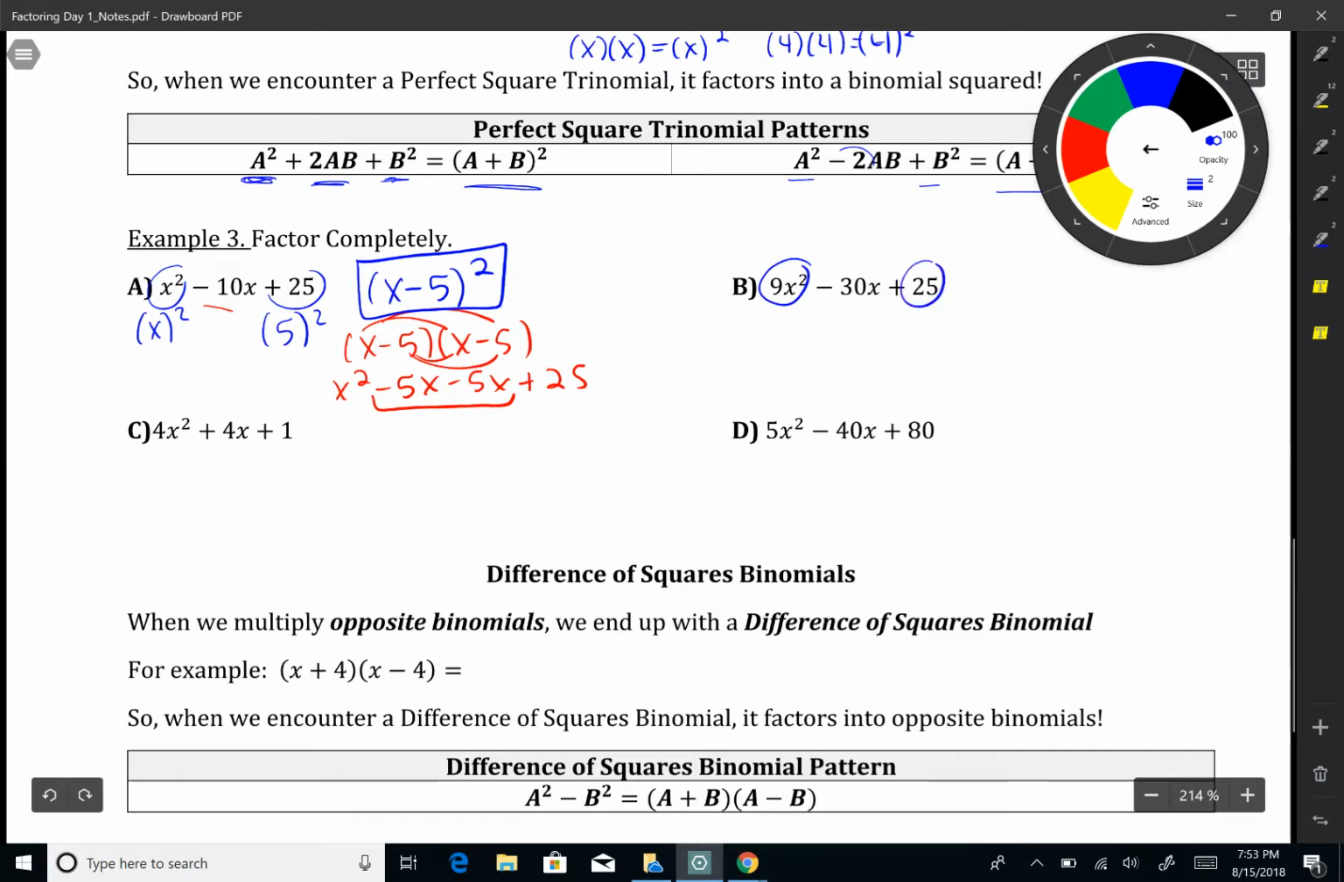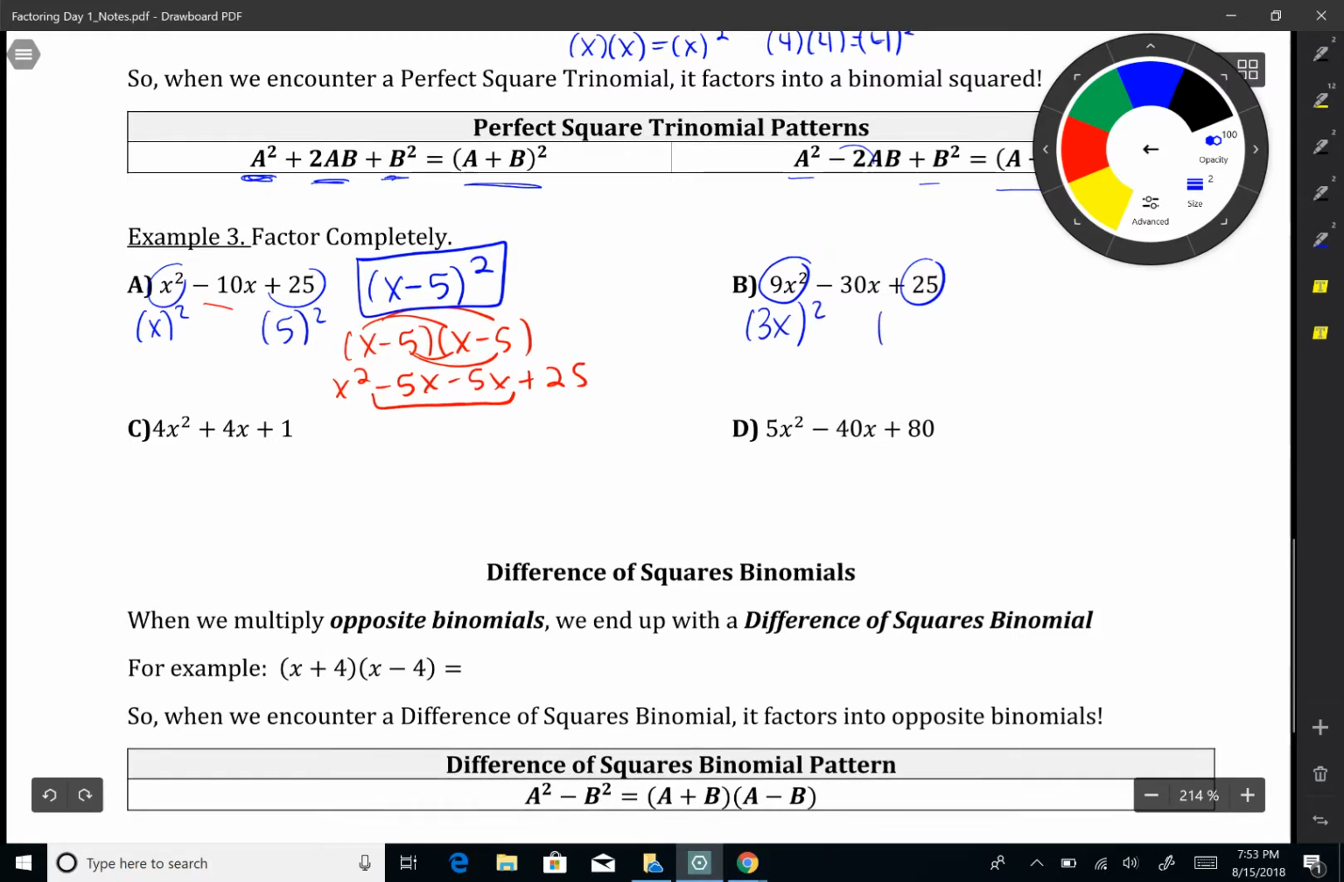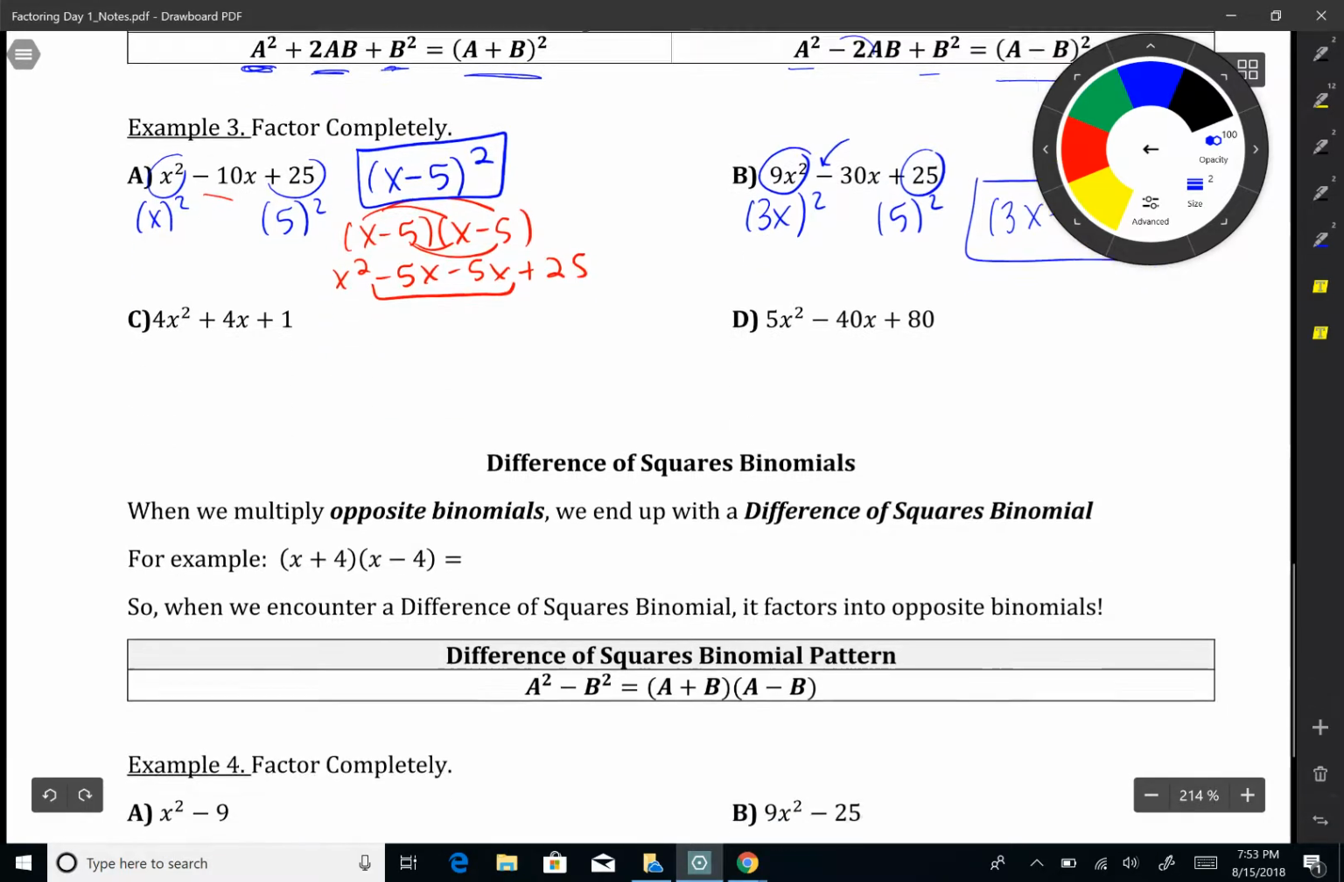What's the square root of 9x squared? That would be 3x, right? If I multiply 3x by itself, I get 9x squared. What's the square root of 25? Oh, 5. And then I look in the middle. This is a negative. So my factor that I'm going to square, my binomial, will be 3x minus 5 in parentheses squared. Okay, let's go C and D.